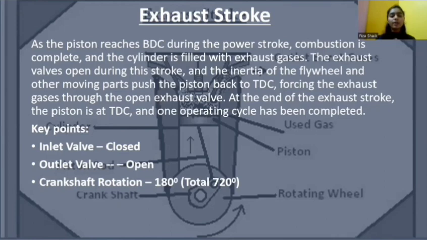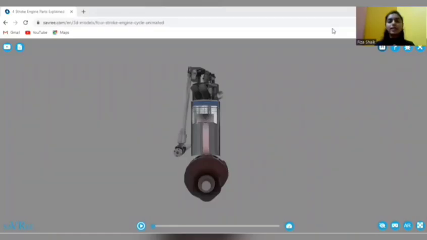Key points to remember are: inlet valve is closed and the outlet valve should be open in the exhaust stroke, and the crankshaft rotation total is 720 degrees. Here is a 3D animated video of how a four-stroke petrol engine works. We can see all the parts over here.